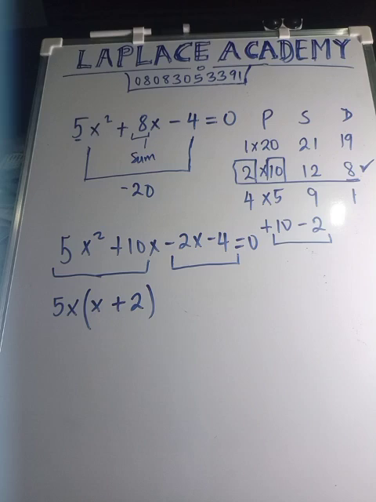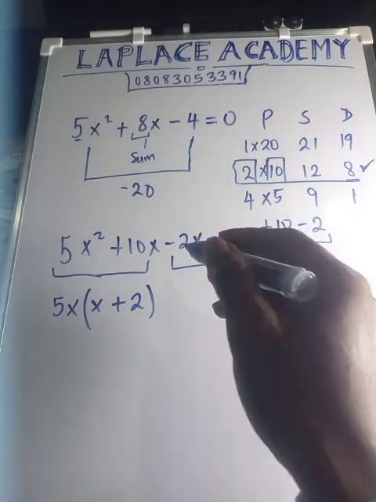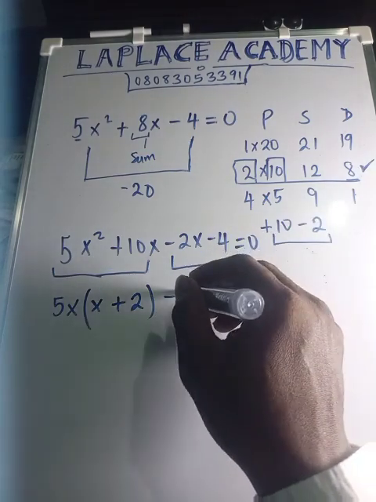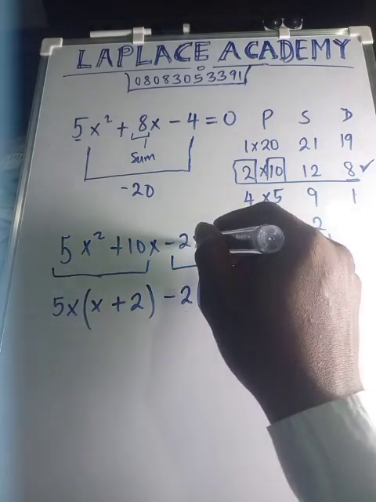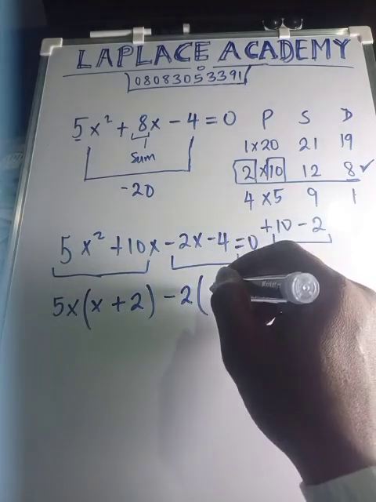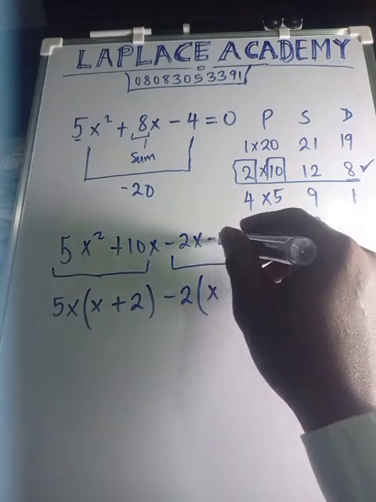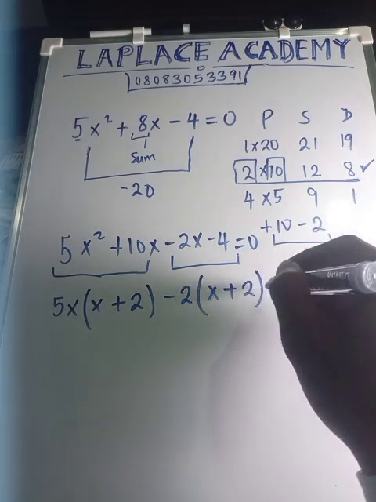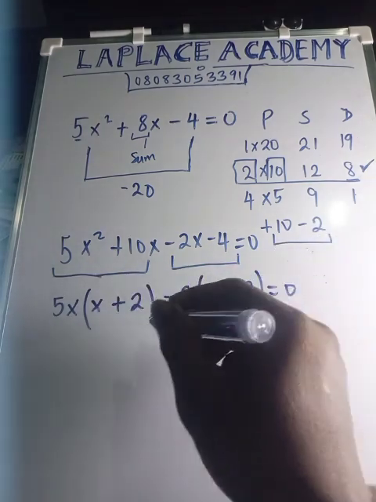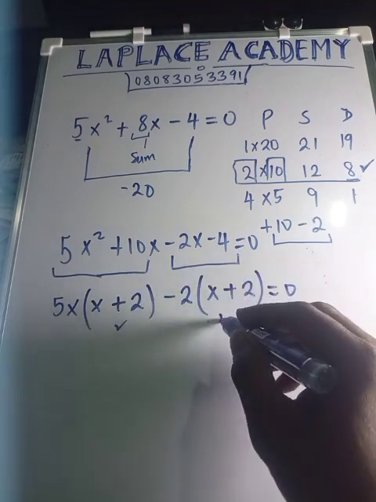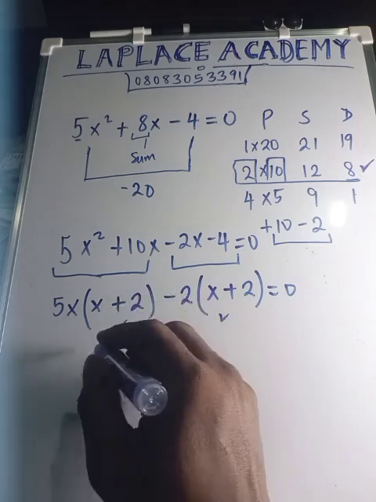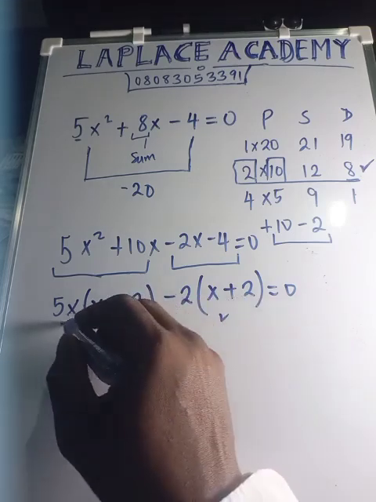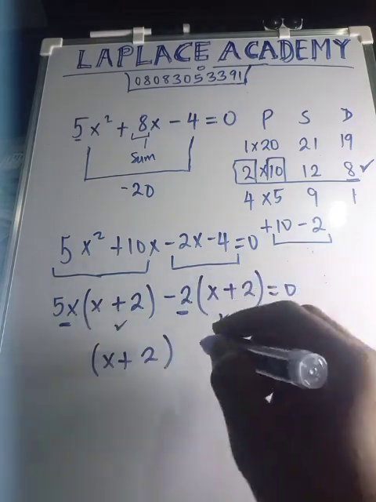Minus 2x and minus 4. Minus 2 is common. Minus 2 can go in minus 4. So minus 2 is common. Minus 2x divided by minus 2, we have x. Minus 4 divided by minus 2, we have plus 2 equals 0. So we have the same thing in the bracket. That is an indication that what we are doing is right. So we pick one of that, x plus 2. Then we pick this outside and this and put it in a bracket.